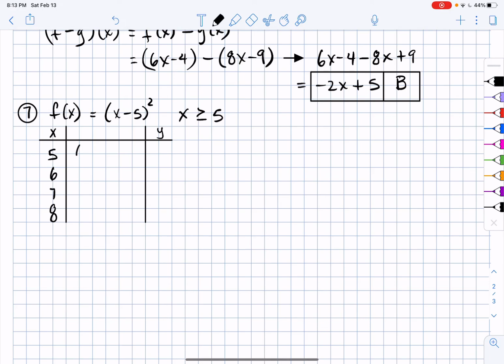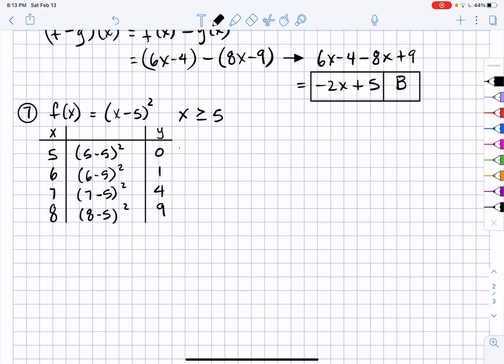So with 5, I'll have 5 minus 5 squared, which is 5 minus 5 is 0. Squared is still 0. 6 minus 5, which is 1, squared is 1. 7 minus 5, which is 2, squared, and it is 4. And then 8 minus 5, which is 3 squared, which is 9. Right? So those are my points there.